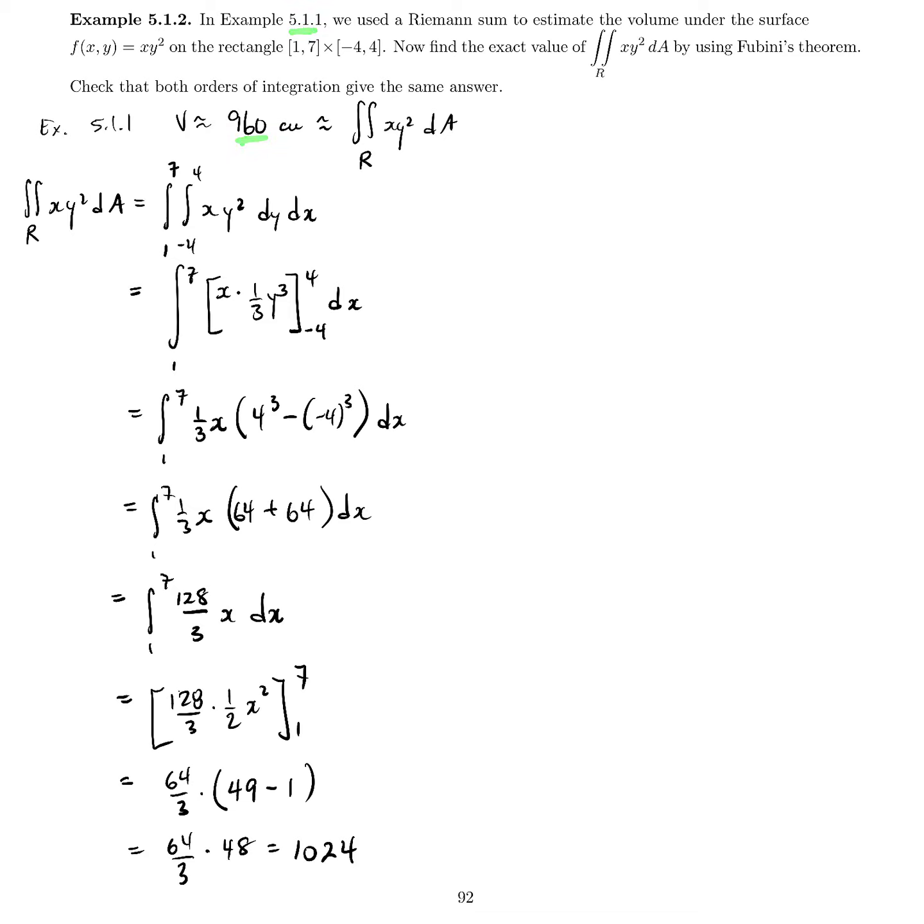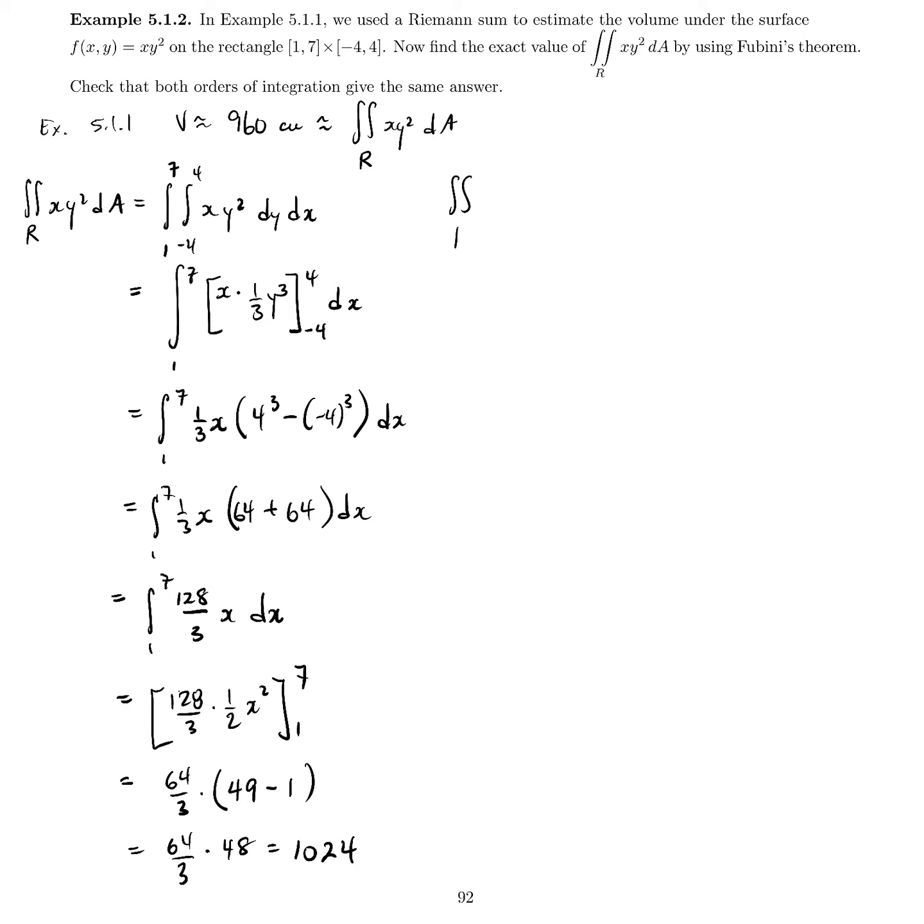So first of all, as a comparison, the estimate that we got before wasn't great, but in that example we had only used sort of 12 sub-rectangles, so that's maybe not as bad as it could be. And here we have a value for the exact volume under the surface of x y squared over this rectangle R. Now we've done one order of integration. We went dy dx. Fubini's theorem tells us that we should be able to do the other order of integration and get the same answer. And in fact, we're asked to check that that's really the case. So let's do the other order and make sure that we do get the same answer.